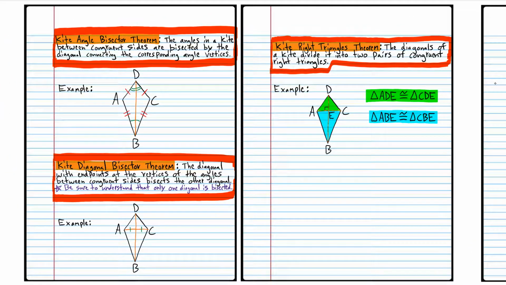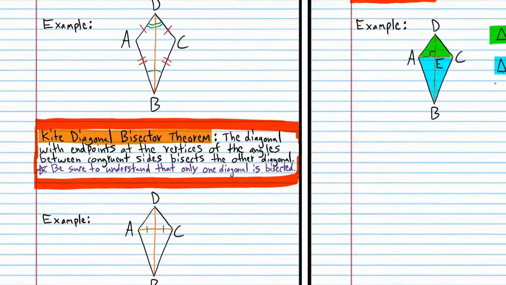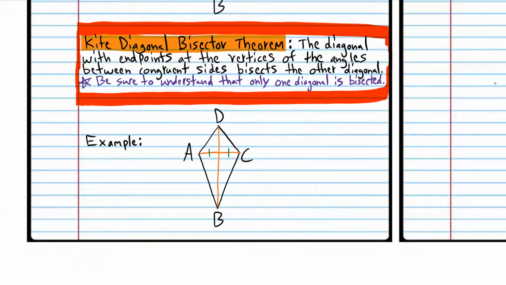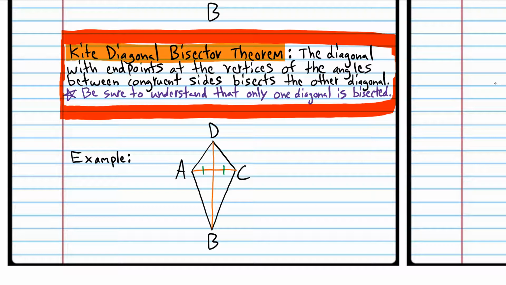And I'm not going to keep turning back because I don't want to annoy students by doing that, so be sure to get a screenshot of these. Kite diagonal bisector theorem. So this means that this diagonal here bisects this diagonal.